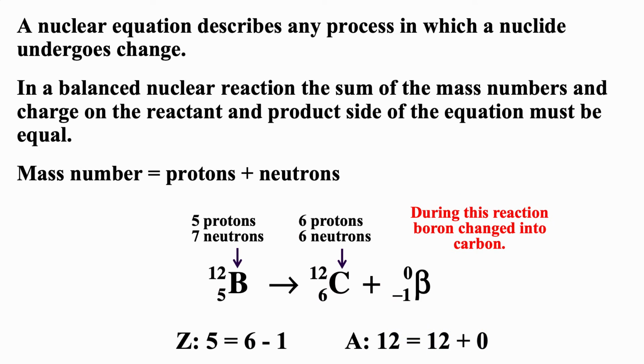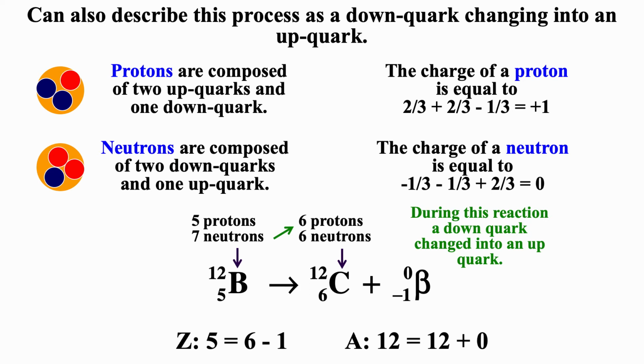All borons have 5 protons. 12 minus 5 gives 7 neutrons. And so during this reaction, we're having a boron change into a carbon. We're also having a neutron changing into a proton. Now, if you remember, a proton is composed of 2 up quarks and 1 down quark. A neutron is composed of 2 down quarks and 1 up quark. And so if a down quark from a neutron changes into an up quark, that neutron is changing into a proton.